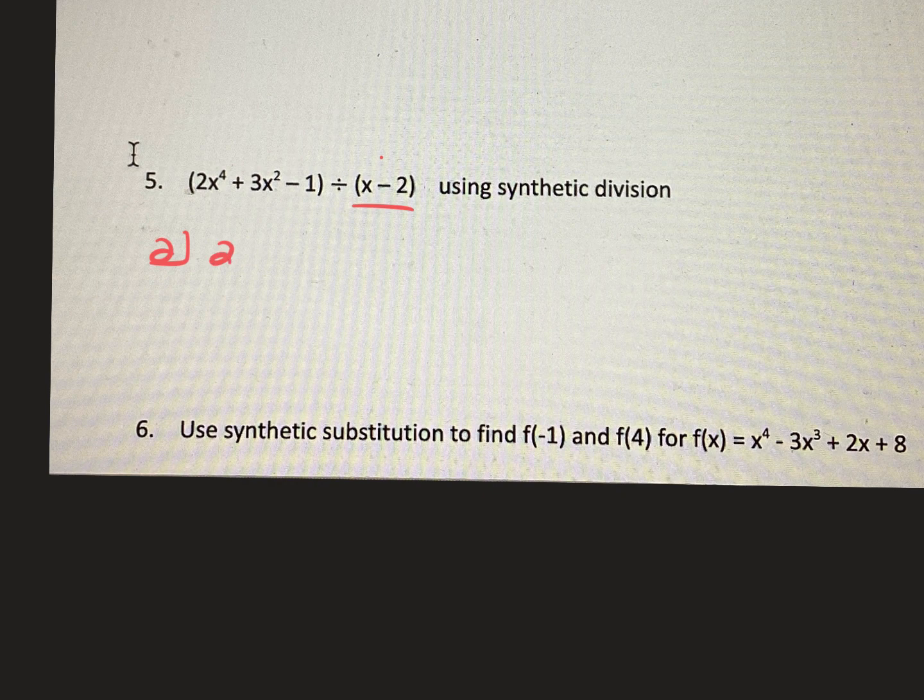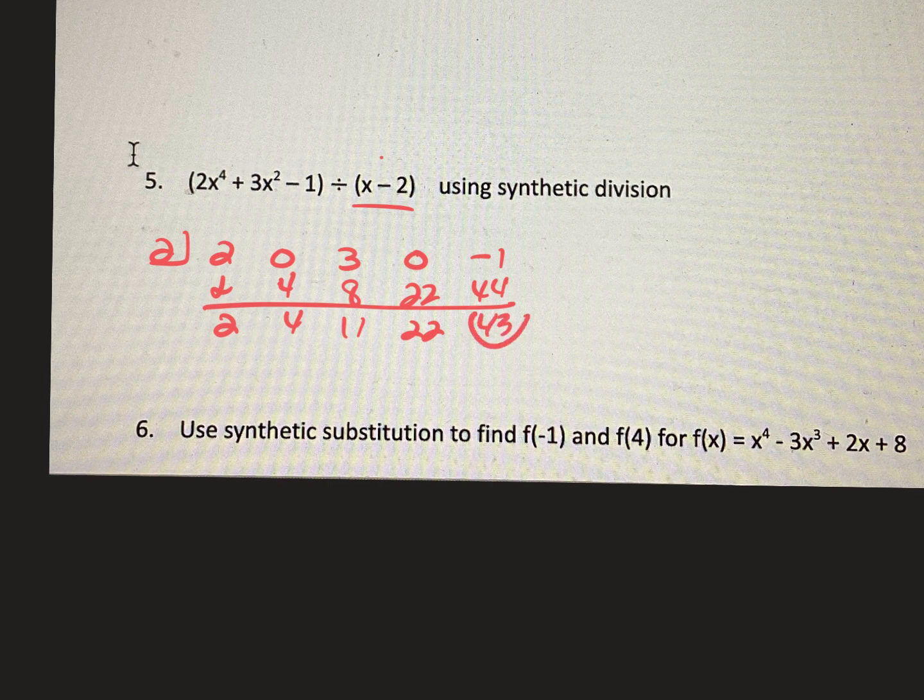Put the 2 there. Got a 2, a 0, because there's no x cubed. A 3, a 0, because there's no x to the first power. And a -1. Bring down the 2 to start. Then multiply, add, multiply, add, multiply, add, multiply, add. Circle the last number because it's your remainder.